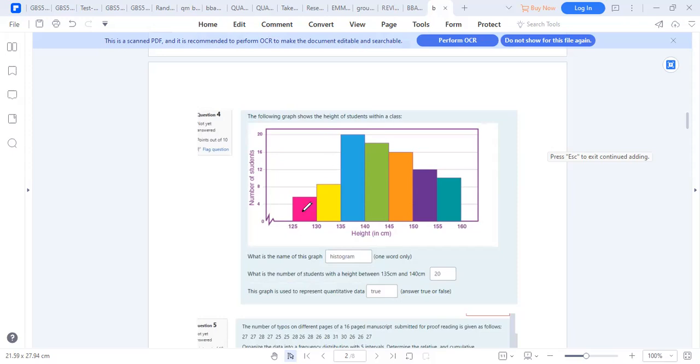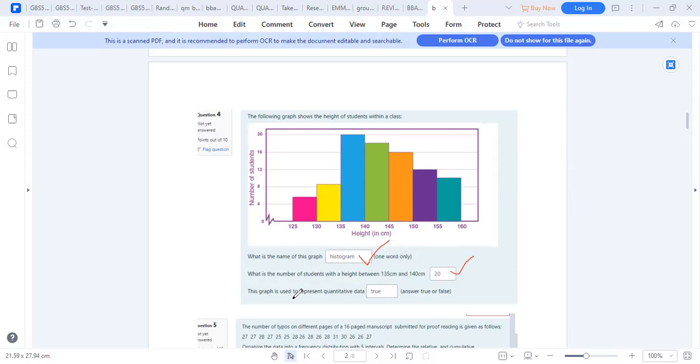It's a histogram because it is attached. Histogram is attached, bar chart has spaces, so it's a histogram. Then find the number of students with a height between 135 and 140. So 135 is here and 140 is there. So what is the height there? 20. That's where 20 is coming from.